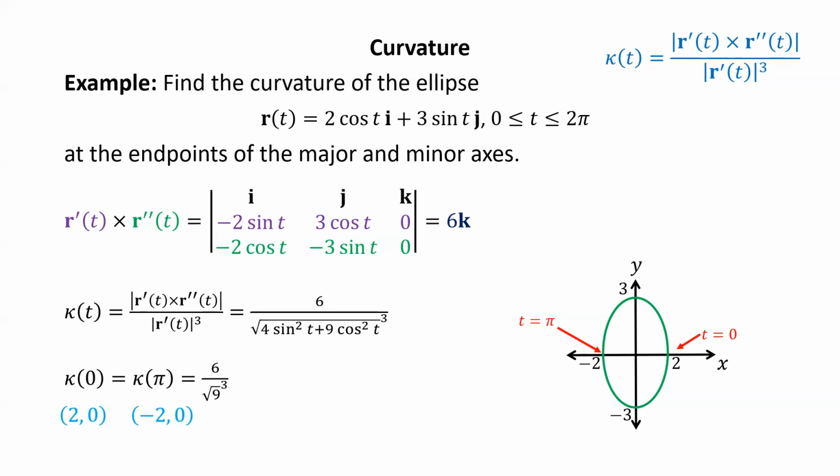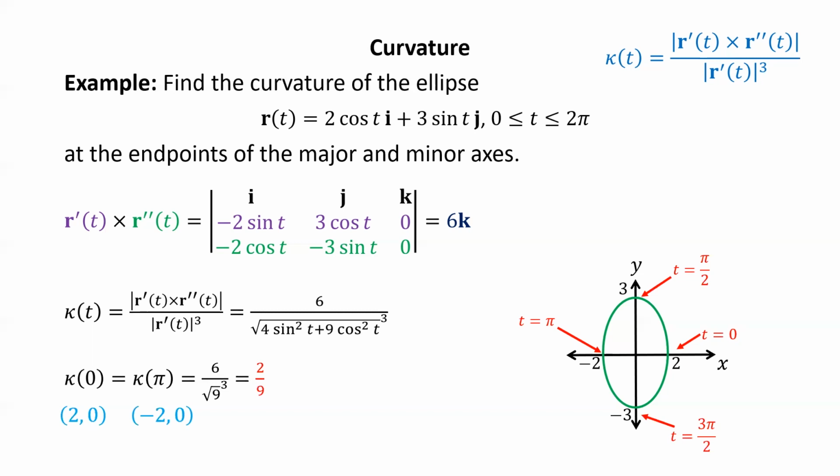And both of those values are going to come out the same. We get 6 over the square root of 9 cubed because the sine of 0 and the sine of pi are both 0. And the cosine of 0 is 1. The cosine of pi is negative 1, but we're squaring it. So both times we get 9 times 1, which is just 9 under that square root. The square root of 9 is just 3, and 3 cubed is 27. 6 over 27 reduces to 2/9.